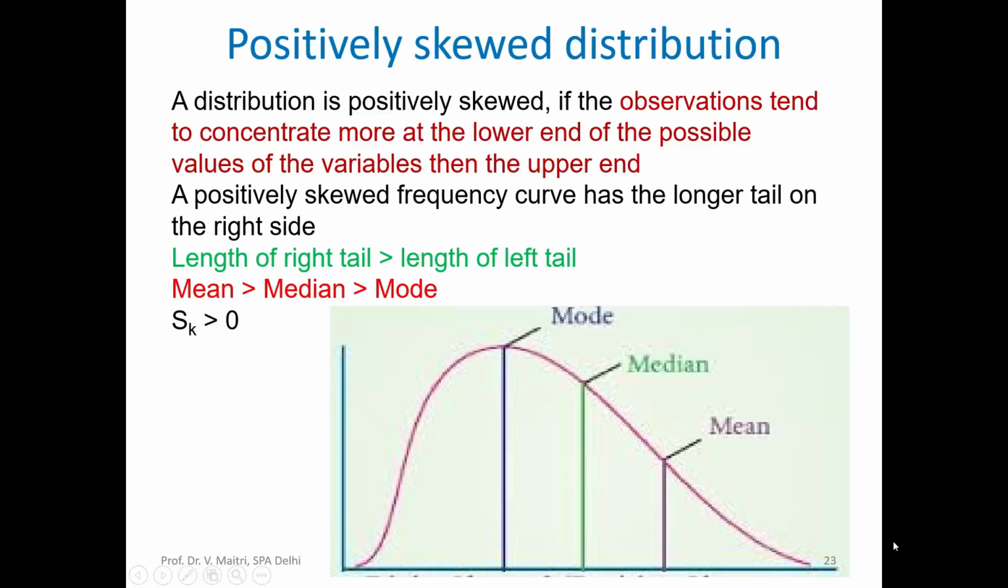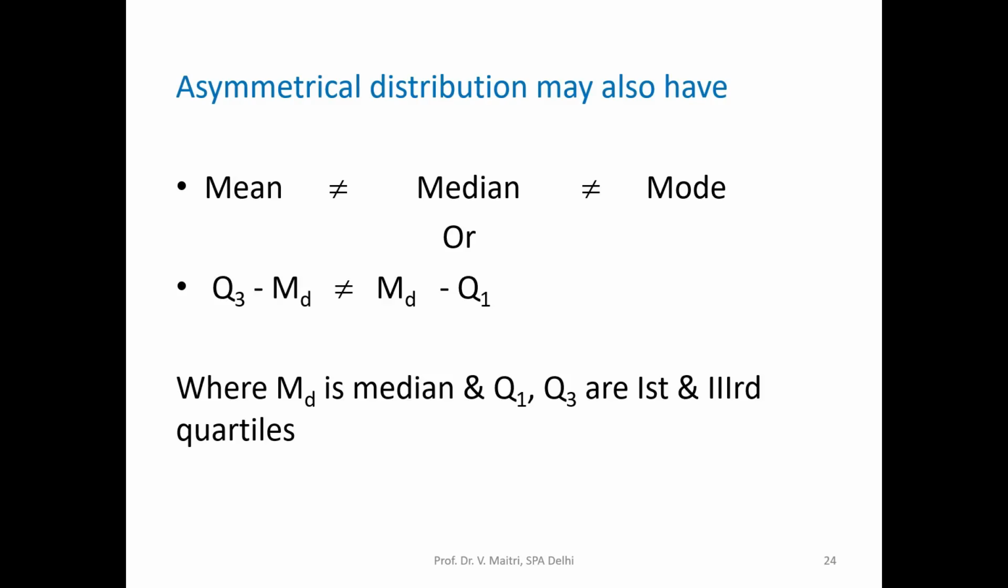So here the length of the right tail is greater than the length of the left tail, and mean is bigger than median, and median is bigger than mode. That is, SK is positive. So it is positively skewed data, that we can say very easily. For an asymmetrical distribution, mean is not equal to median, median is not equal to mode, or Q3 minus median is not equal to median minus Q1. We know Q1 and Q3 are the first and third quartiles.